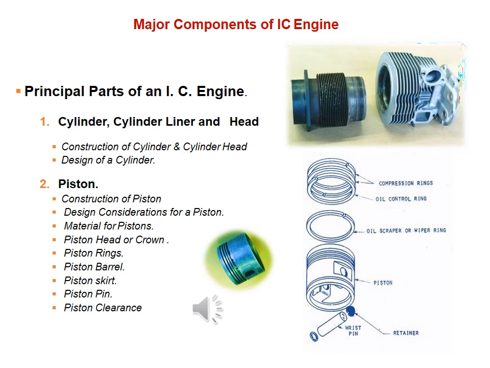Here you can see the different components associated with the piston: the materials of piston head, piston rings, piston barrel, piston skirt, piston skin, piston pin, and piston clearance. All these components we will discuss in a specific lecture on design of piston. Here I am giving just an overview of these principal parts of an IC engine.